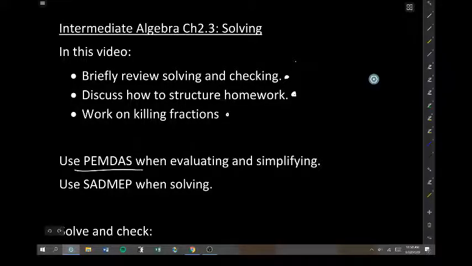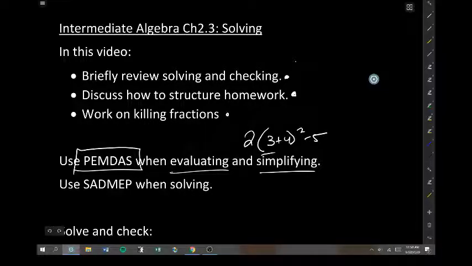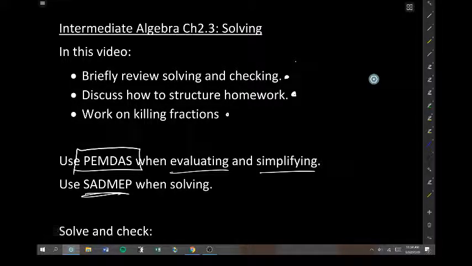We use the order of operations, PEMDAS, whenever we're evaluating or simplifying, like when you have 2 times 3 plus 4 squared minus 5. You do parentheses, then exponent, then multiply, then subtract. If you've already done your simplifying, then you do that backwards when you're solving. You use SADMAP. If your expressions and equation are simplified, you'll probably deal with the addition, subtraction first, then the division, multiplication, then exponents and parentheses.